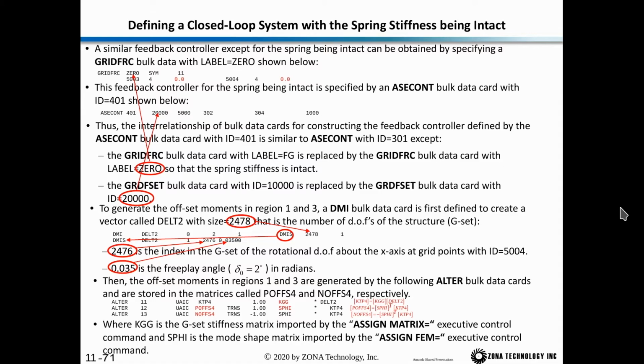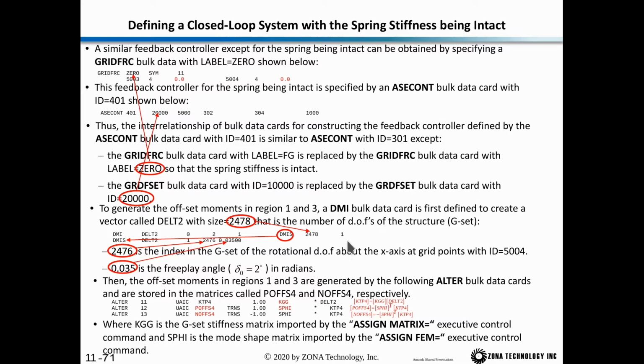So now we'll continue and define the closed loop system with the spring stiffness being left intact. So a similar feedback controller, except for the spring being intact, is specified using a grid force bulk data card with label 0 that has 0 feedback force. The feedback controller for the spring being intact is specified by this ASE controller card. And the interrelationship of the bulk data cards for constructing the feedback controller is similar to our previous ASE controller, except the grid force bulk data card is now this new one with label 0, and we have a new grid F set, which refers to the new grid force card.